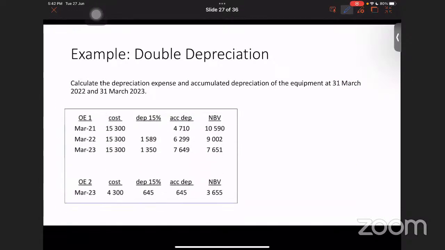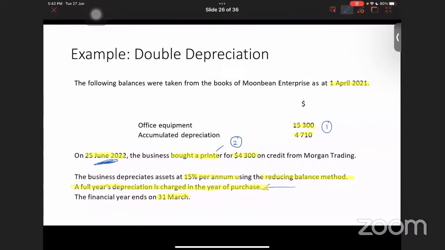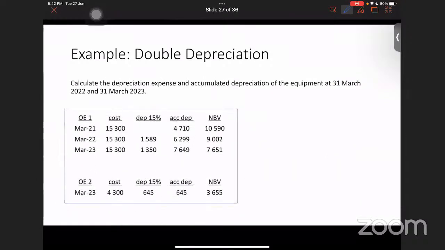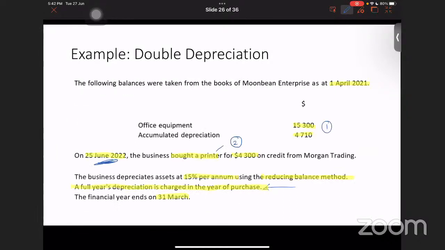So here's the table. I will break it down for you all. So the first equipment will be this. Okay, so how did I come up with this date? March 2021. A lot of students struggle with this. So these figures, remember, are from here. So you have to remember this.